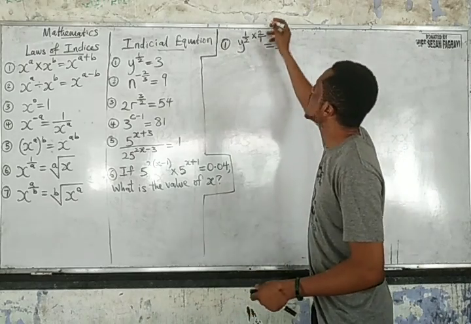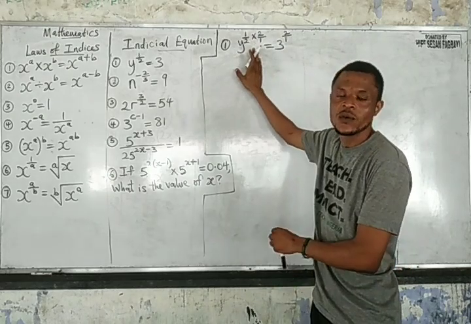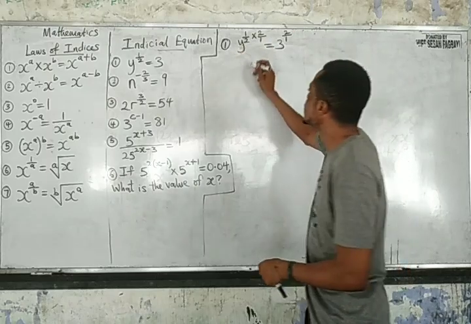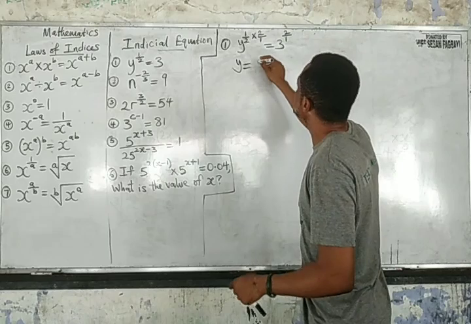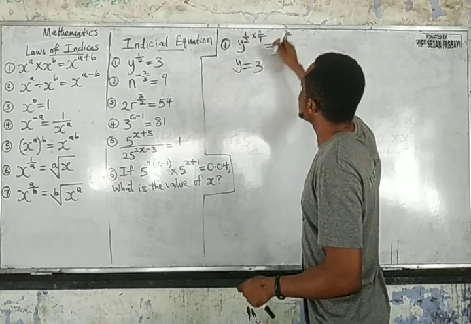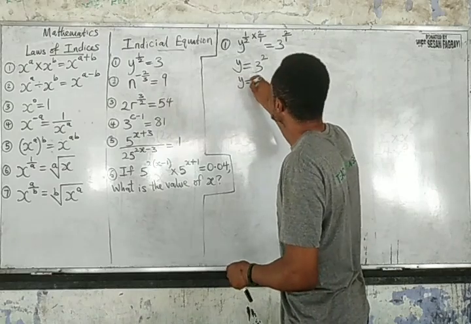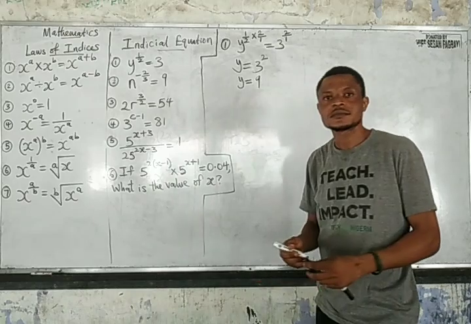So 2 will cancel 2, 1 will cancel 1. So you have only y, 2 cancels 2, 1 cancels 1. We have just y, to give us 3 raised to the power of 2. So we shall have y to give us 3 raised to the power 2, which will become 9.